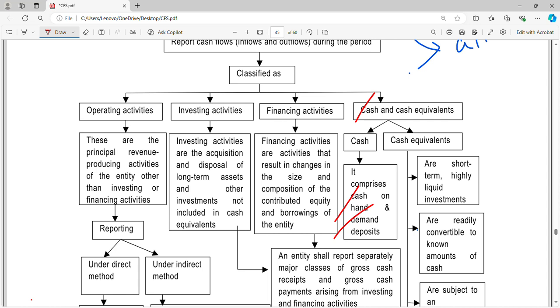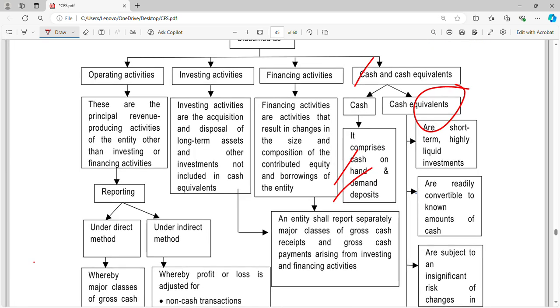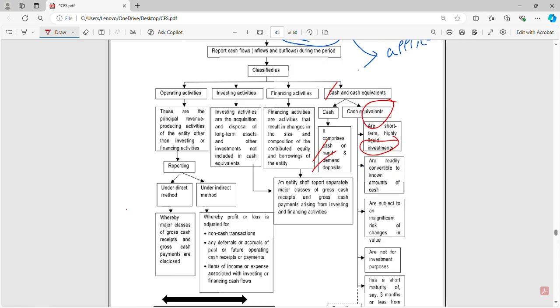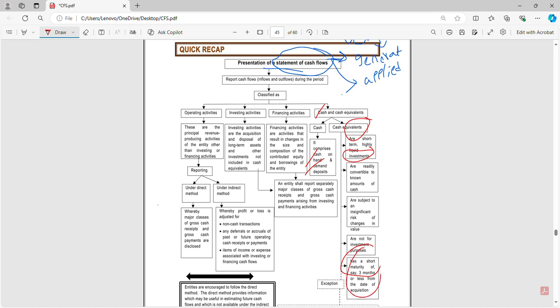And we need to add back any investment having a maturity of 3 months or less from the acquisition date, which does not carry much risk. And we need to deduct the bank overdraft. Bank overdraft is also cash related.